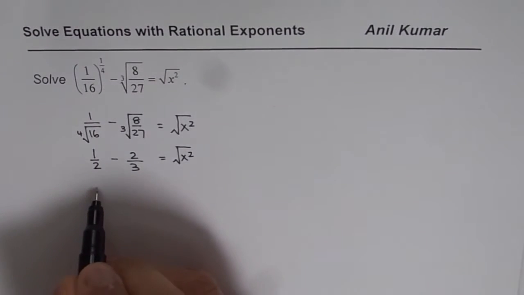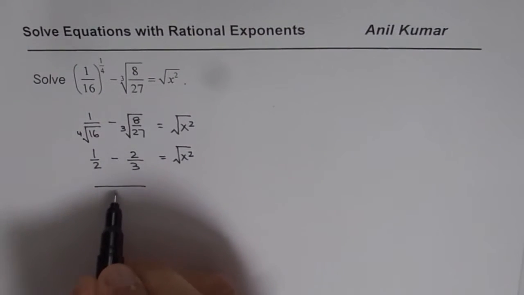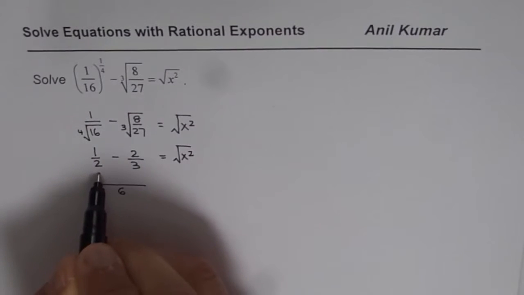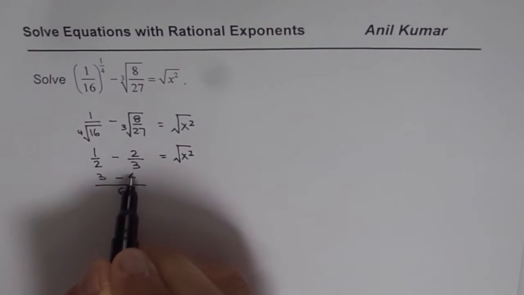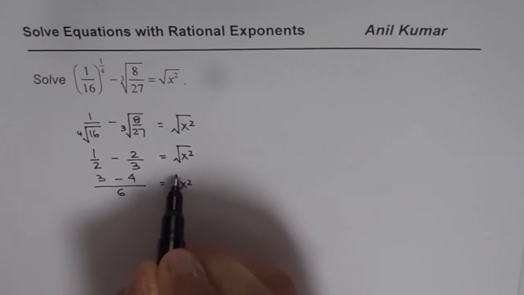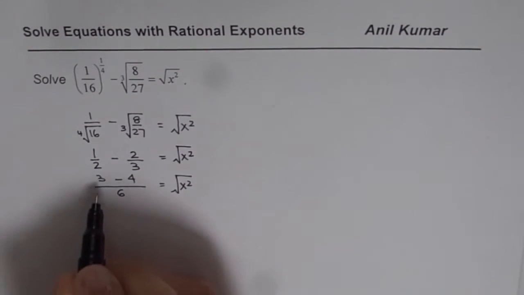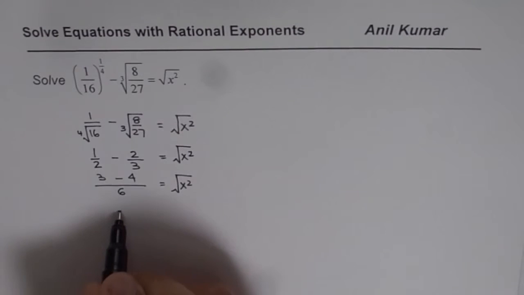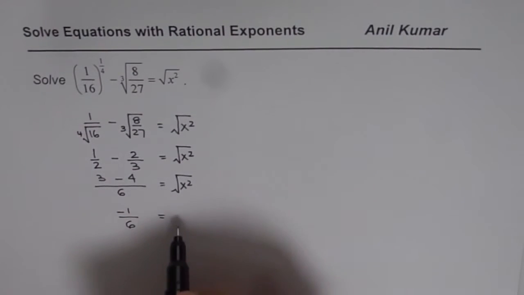Now we can take a common denominator. So 3 times 2 is 6. So we get 3 here, minus 4 equals square root of x squared. Now 3 minus 4 is minus 1. So we get minus 1 over 6 equals square root of x squared.